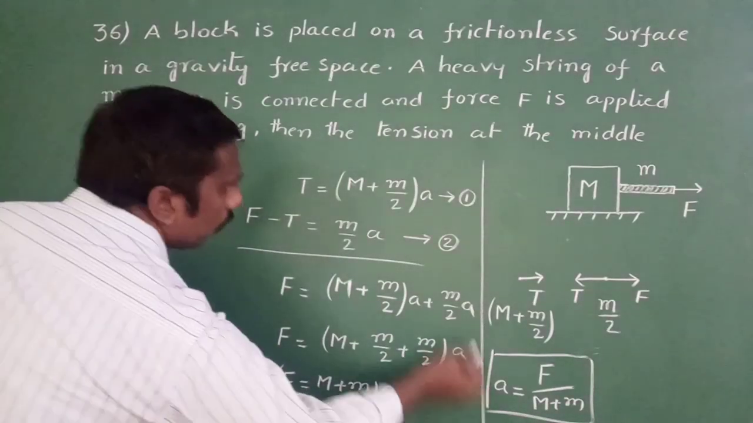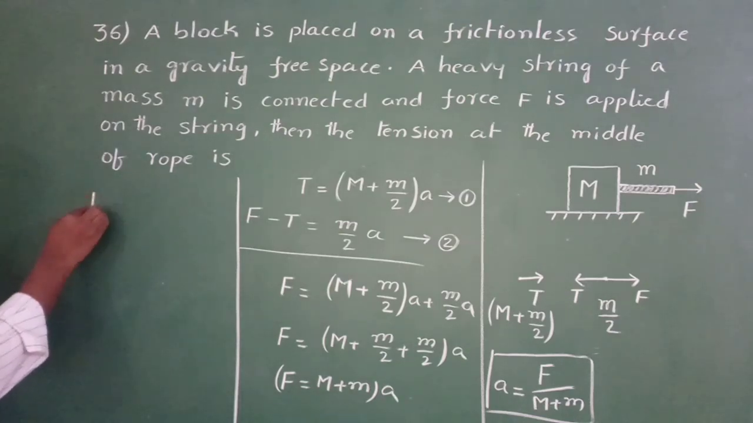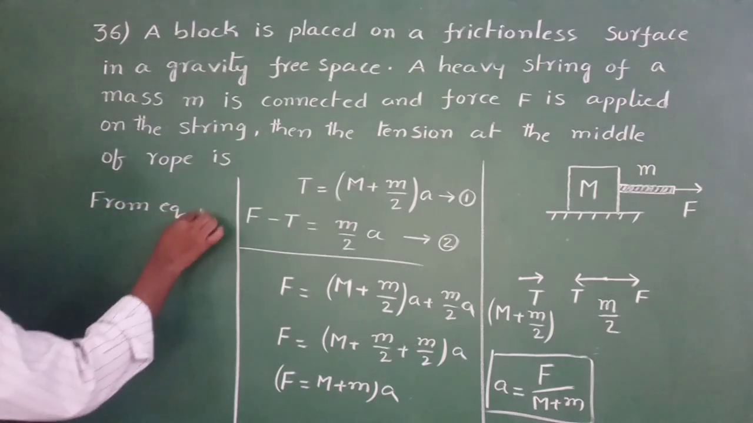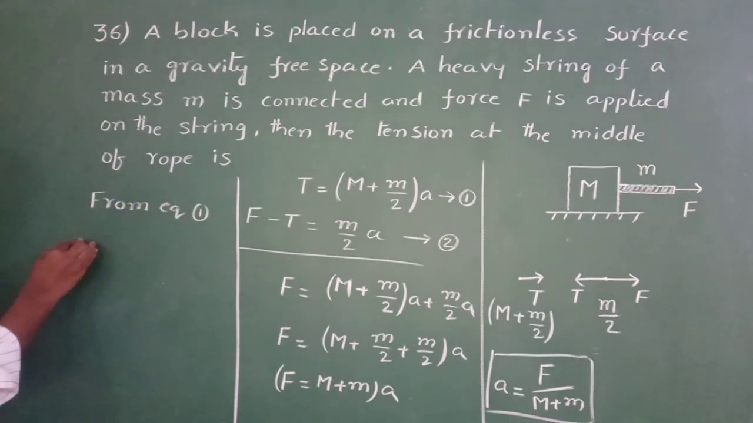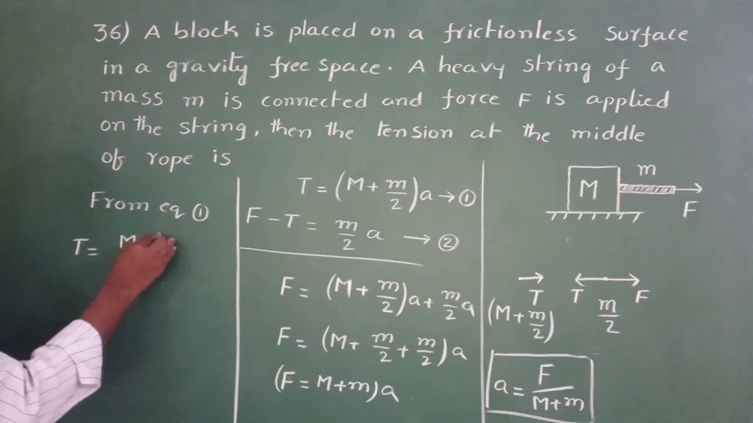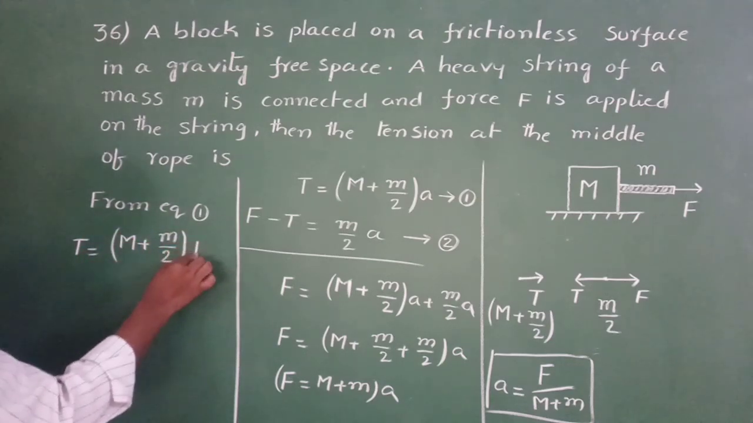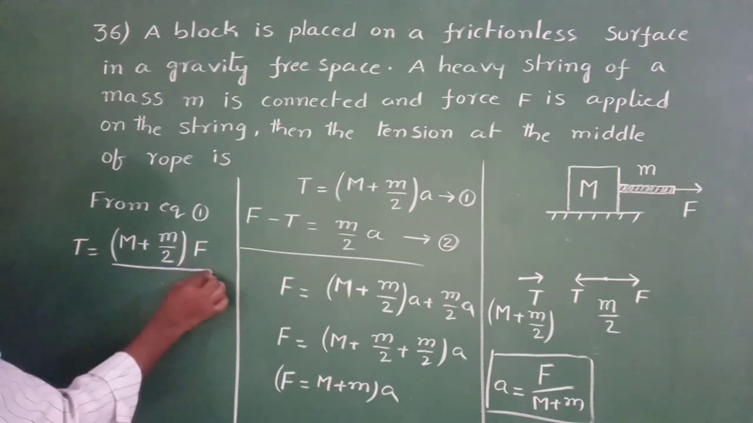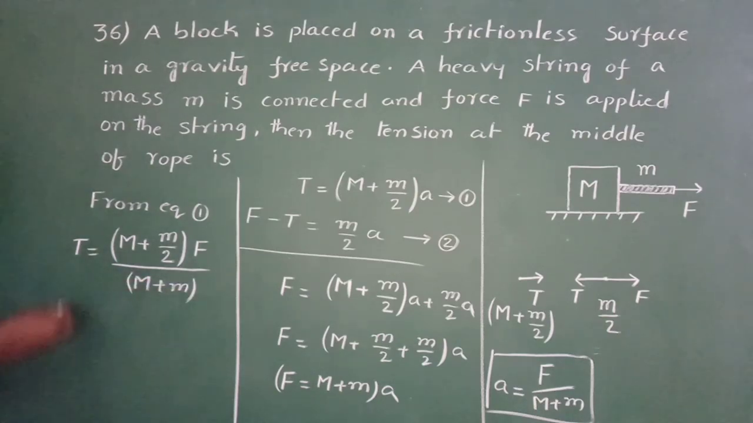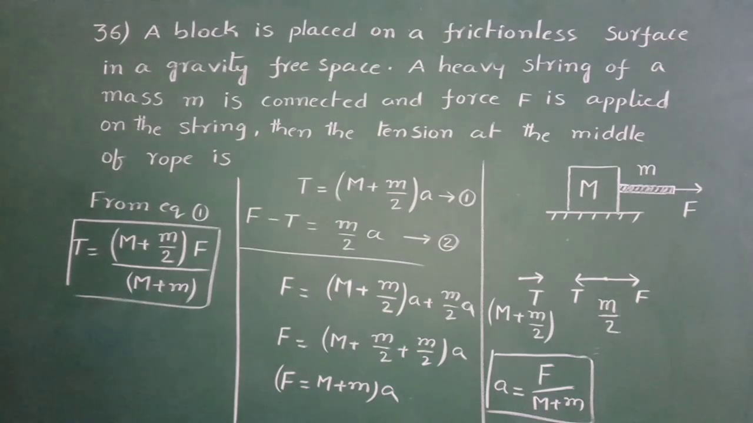This acceleration value substitute in equation 1, then we get the tension. So from equation 1, tension T is equal to (M + m) by 2 into A, which is equal to F divided by (M + m). This is the tension at the midpoint of the string.